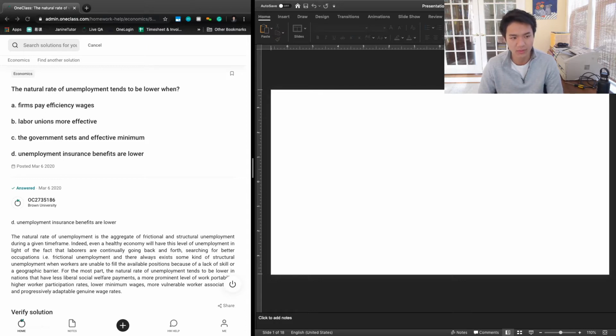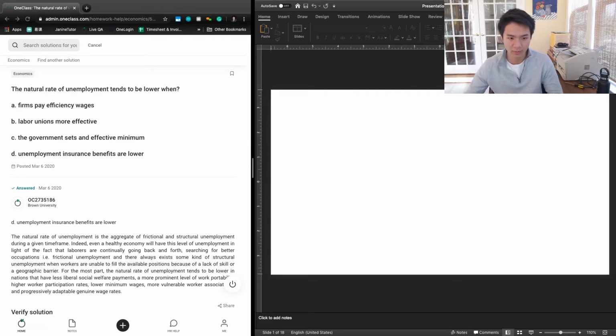So hopefully that gives us a good idea of what exactly we're dealing with in this question, right? We're dealing with things that are going to affect frictional unemployment and thereby affect job searching, or things that affect structural unemployment, which affects the equilibrium in the labor market, right? So let's talk about the structural unemployment factor first.